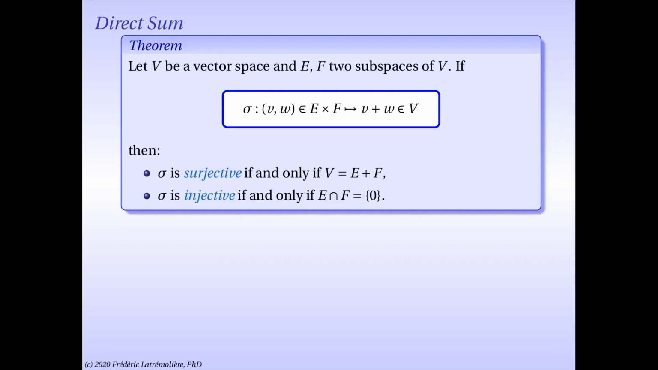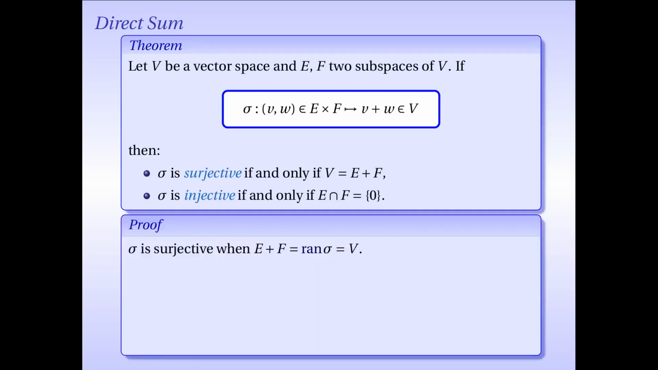And we can easily characterize when this map is injective, surjective, and therefore when it is a linear isomorphism. Sigma is surjective if and only if the sum of E and F is the entire vector space, and sigma is injective if and only if the intersection of E and F is reduced to the singleton 0.